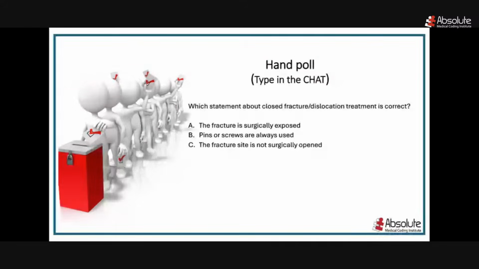Which statement about the closed fracture or dislocation treatment is correct? Option A, fracture was surgically exposed. Option B, the pins or the screws are always used. Option C, fracture site is not surgically opened. What say you, coders? Okay, remember, coders, it's a rapid fire round. Place your best answers in the chat.